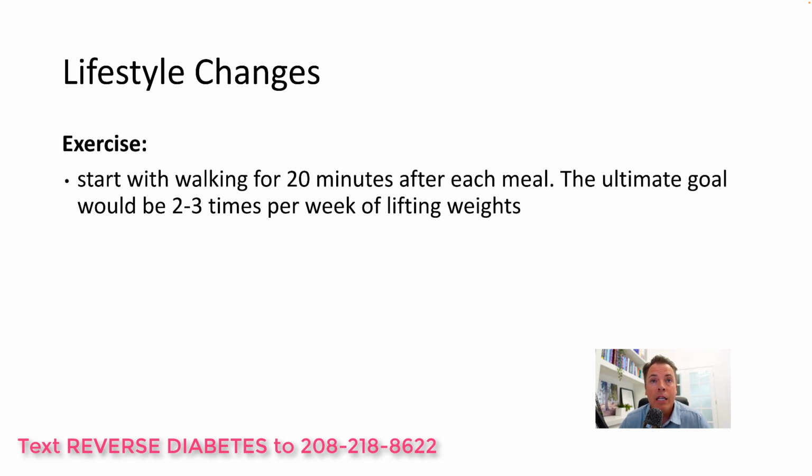What you need is to start where you're at, because if you overdo it, you can actually shift the problem the other direction. Because you're stressing your body out, you're causing a cortisol spike that causes your blood sugar to go with it. So start with walking for 20 minutes after each meal. The ultimate goal would be 2 to 3 times a week of lifting weights, but we will get to that, because it turns out that healthy muscle tissue is actually a really great buffer for your blood sugar. So I'm a big proponent of that.